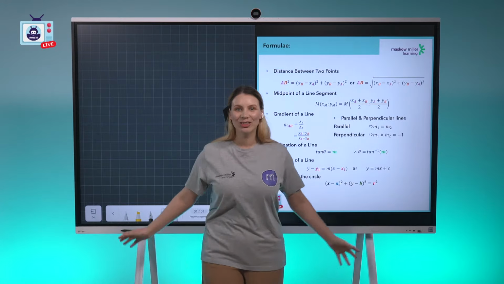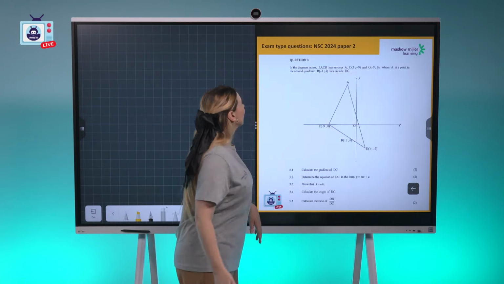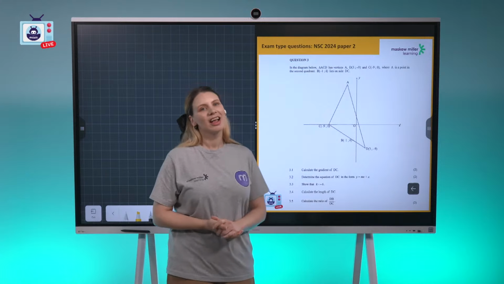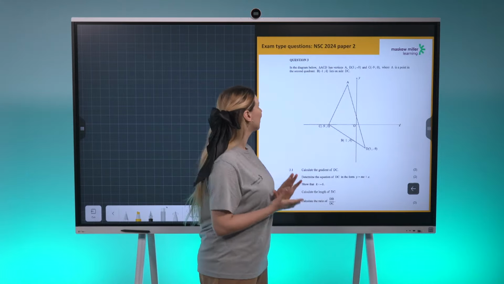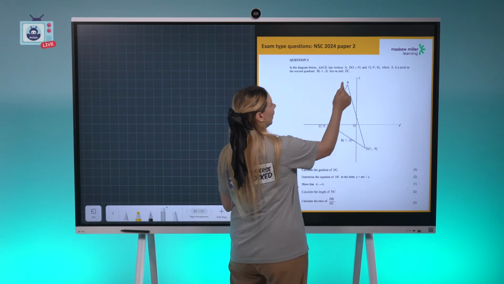Okay, we're now going to get stuck into an exam type question. The question I have on the board for you is from a DBE paper. We are looking at paper 2, 2024, question 3, the start of your analytical geometry. We have in the diagram below triangle ACD. Let's have a look at what's going on there. ACD, that's our triangle. It tells us that it has vertices, the points on the triangle, A.